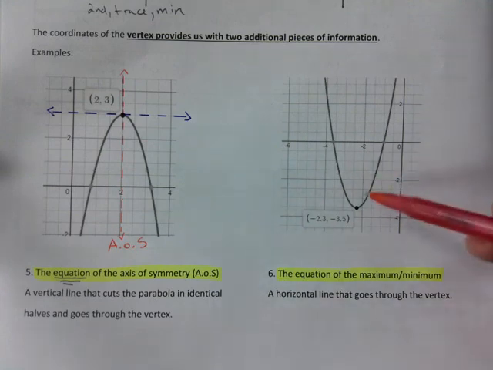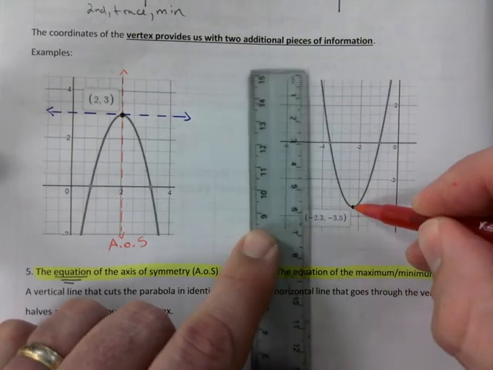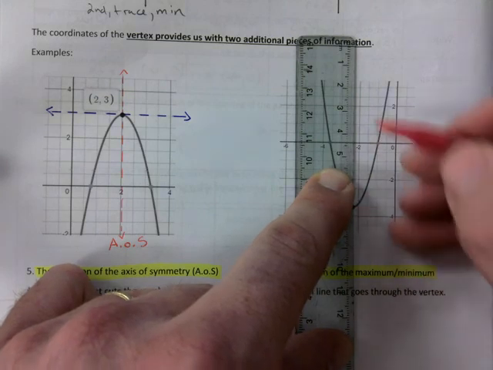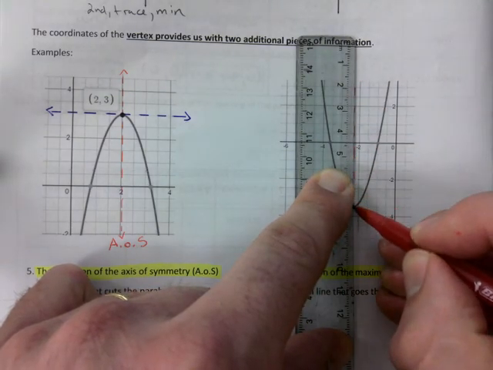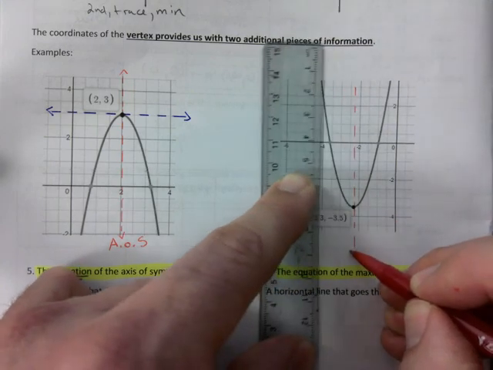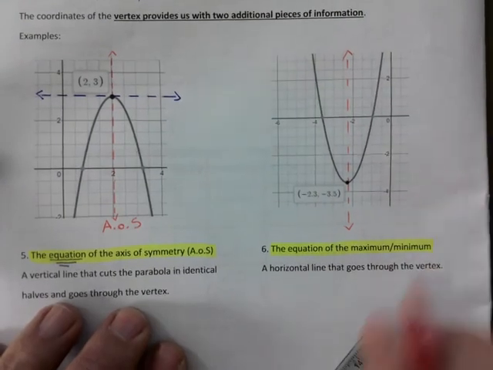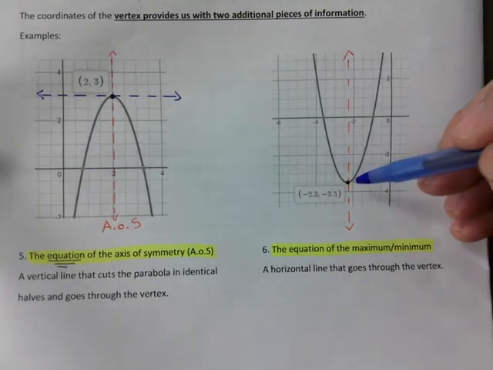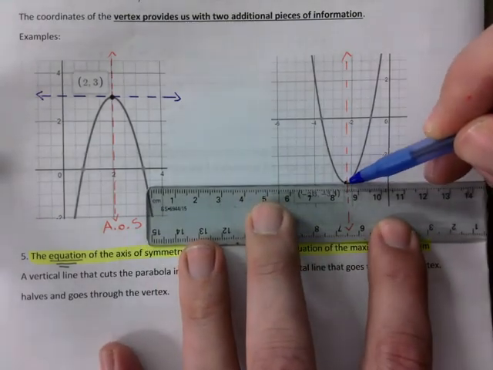I'll do the same thing with my second graph here. I focus on the vertex. I put my pen right on the vertex and try to make a perfectly vertical line like that that cuts your parabola in half. And I'm going to add to those in a bit. Right now, just focus on those two. Then you go back to the vertex and you make a horizontal line.